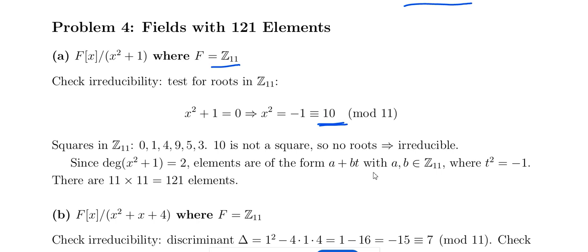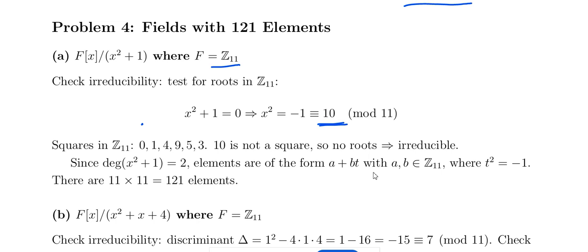In Z11, that is 0, 1, 2, 3, 4, the squares are 0, 1, 4, 9, and so on. Now 10 is not a square, so there are no roots, so it is irreducible. I will try to find out 0 square plus 1, 1 square plus 1, 2 square plus 2, like that modulo 10. So no roots, that is 10 modulo 11, therefore it is irreducible.